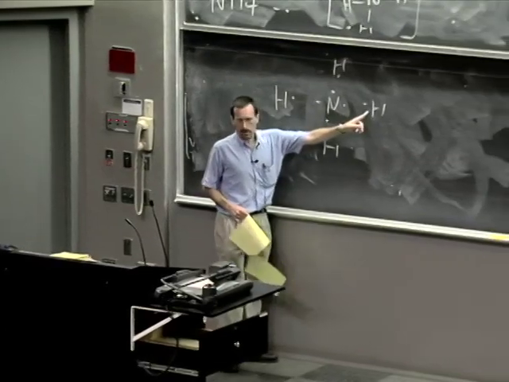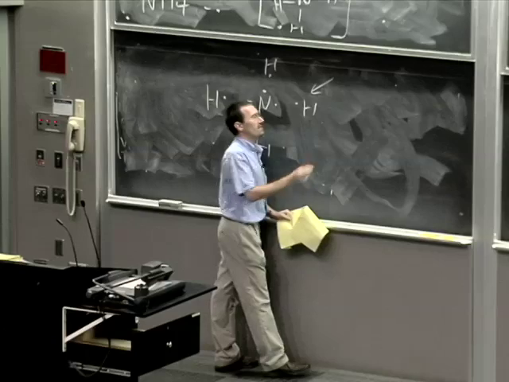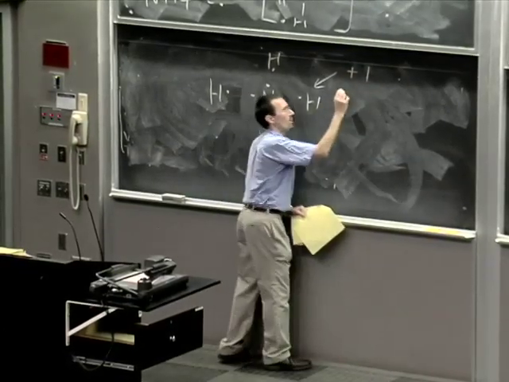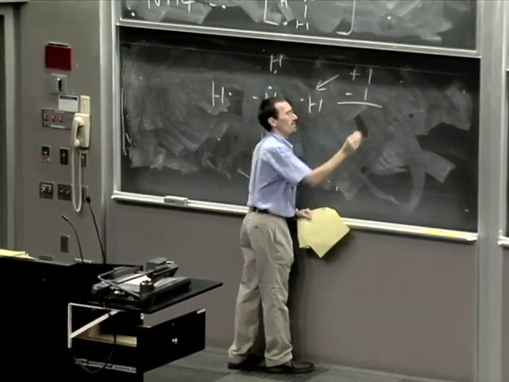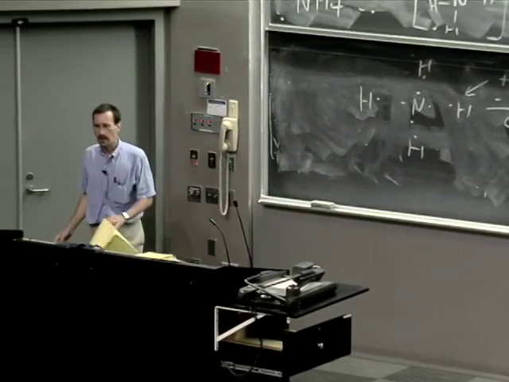The hydrogen brings one unbalanced positive charge to the table, and we give it back one electron, so that's +1, -1. That's 0, so there's 0 formal charge on the hydrogen.